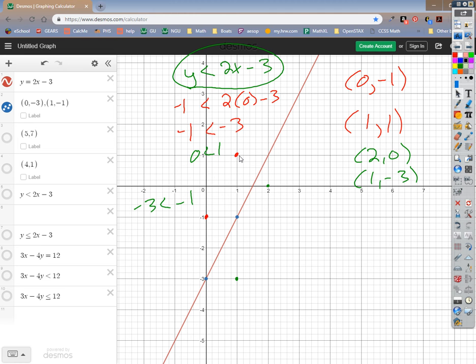So the line is there to divide this plane up into 2 different half planes, one of which is going to contain all the solutions and the other one which is not. Agreed? Okay, what about the line itself? What if we pick a point that's on the line, like 0, -3? If I plug in 0, -3, I get -3 is less than -3. Is that true? No, it's not. -3 is equal to -3. So the line itself in this case is actually not part of the solution.